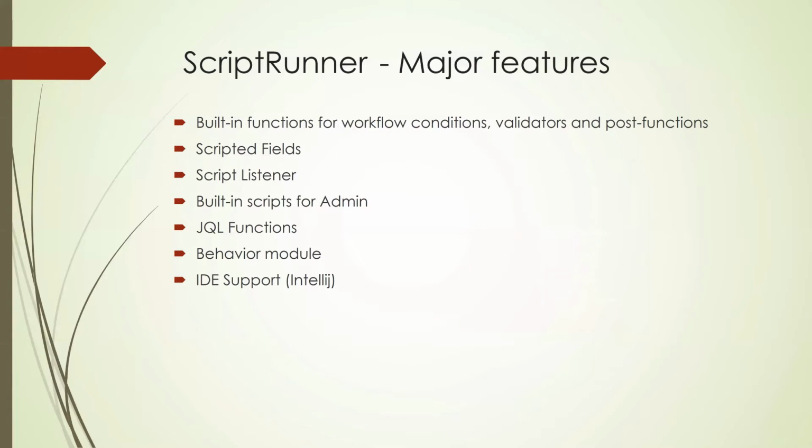One is the built-in functions for workflow conditions, validators, post functions. Basically, when we have a workflow in Jira, in that you have certain transitions. That is, when you go from open to in progress, you generally click on a transition called start progress. So on that transition, primarily there are three things that you have on every Jira transition. That is condition, validation, and post function. Condition basically means who can execute the transition.